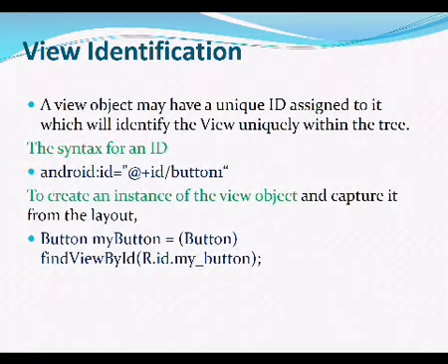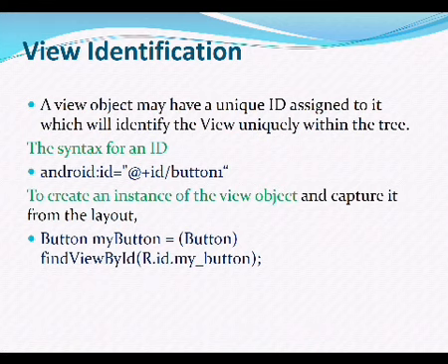And next we move on to how to identify a view object. A view object may have a unique ID. We already saw this in my previous slide. We can assign a unique ID to the view object, which will identify the view uniquely within the tree. So the syntax for this ID is android:id="@+id/button1". Here button1 is the ID defined for the button. We can give any name for the ID.